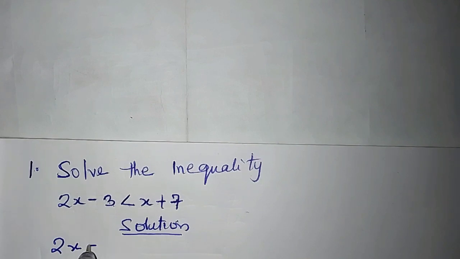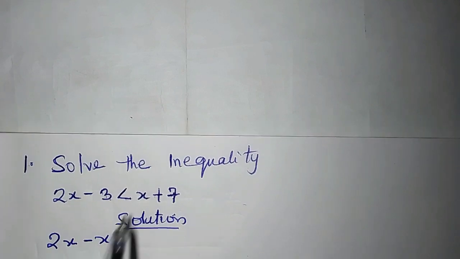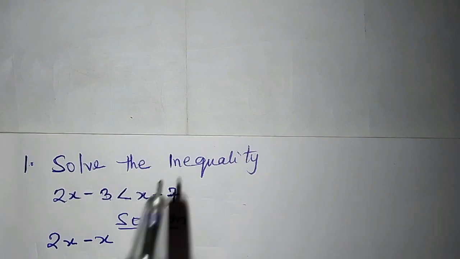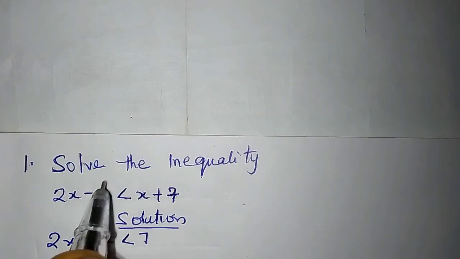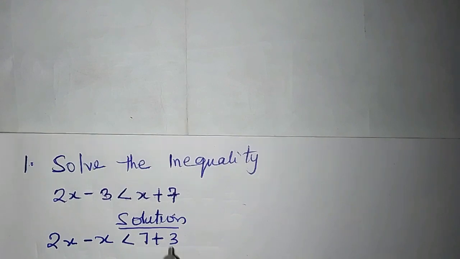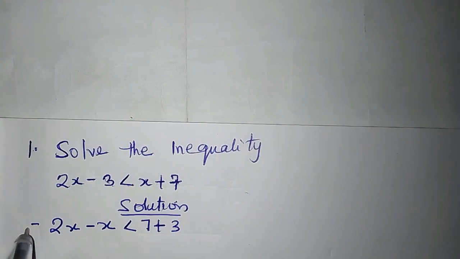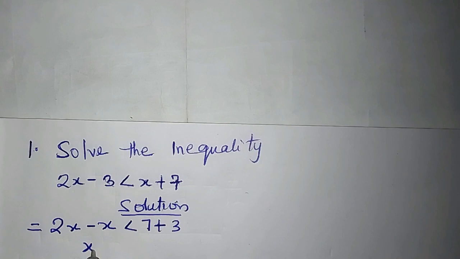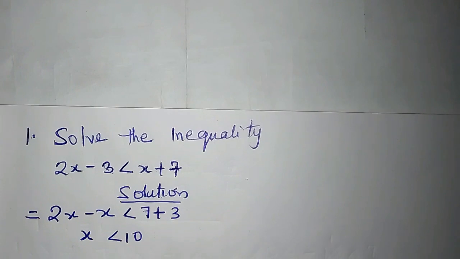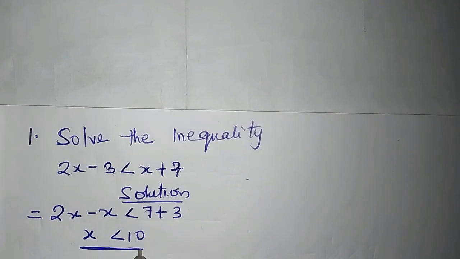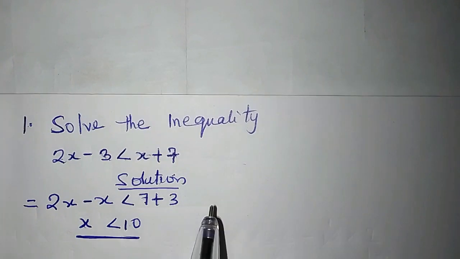So we have 2x minus x, this x crosses and turns to negative, less than 7 plus 3. Now 2x minus x is x, less than 7 plus 3 is 10. So the solution to this inequality is x less than 10. For example, I'm to represent this inequality on a number line. This is it.